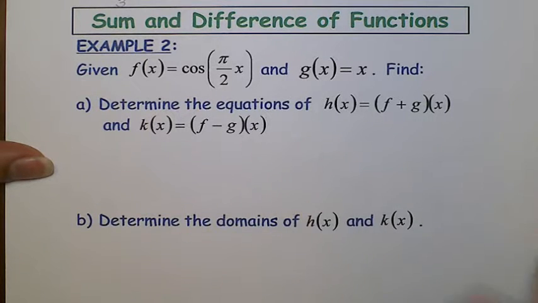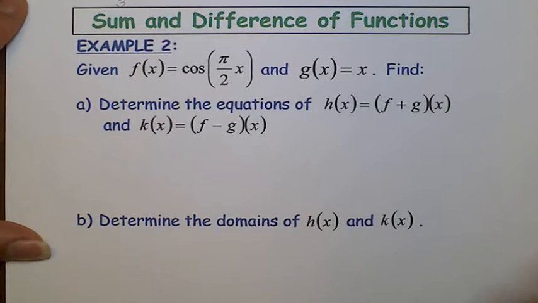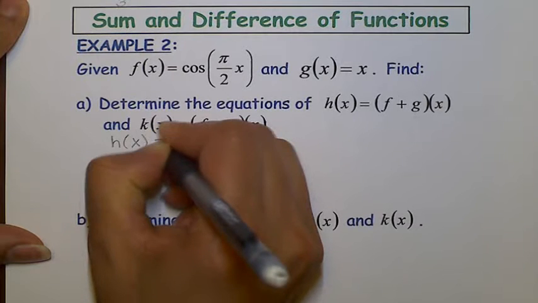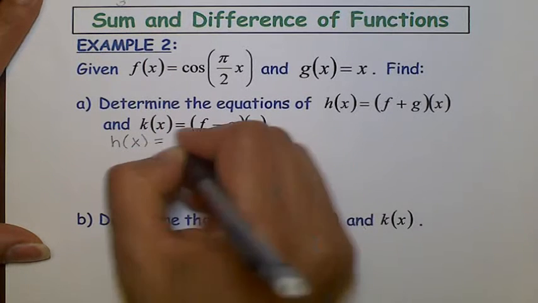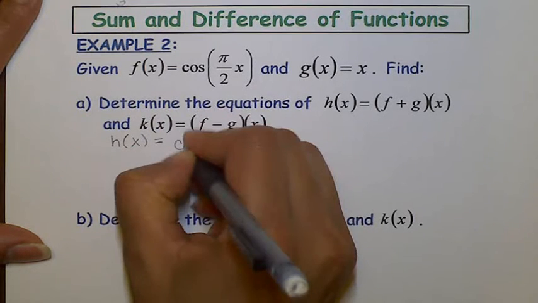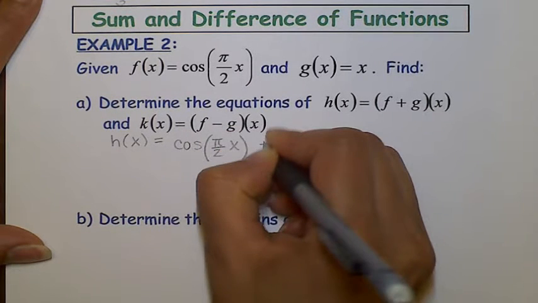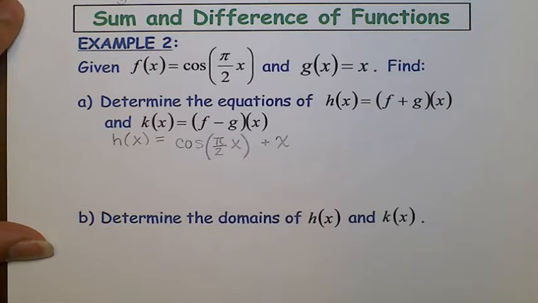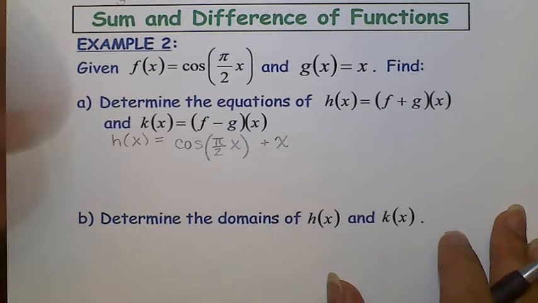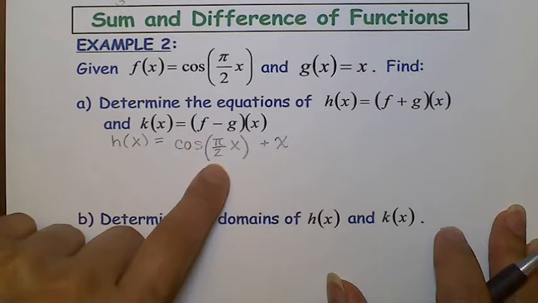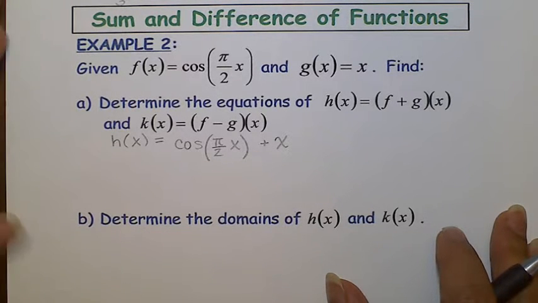So let's start by doing that. Let's take a look at h of x. h of x looks at the sum of the two functions, so I would essentially add cos of pi over 2x plus x, and that's essentially all I can do for h of x. The only operation I can do is add them together, and because they are not like terms, I can't combine it any further.